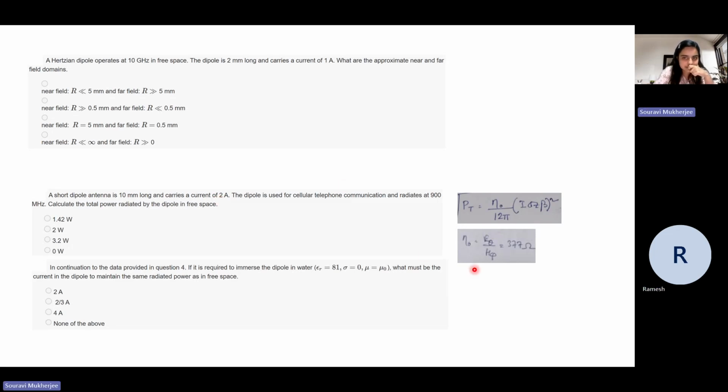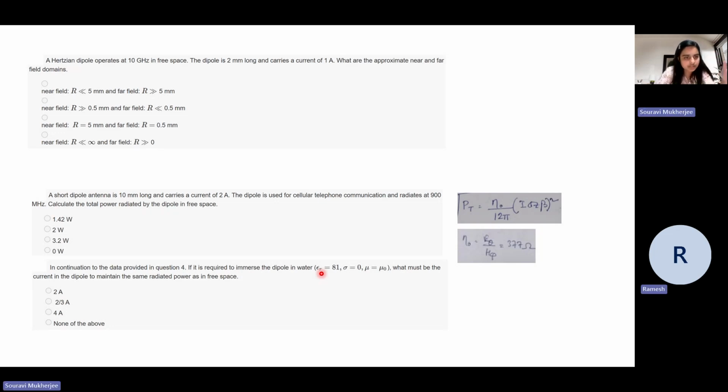Exactly. So basically the wave impedance will be changed, right? Because the medium has changed. So that means it would be changed by 1 by root over of 81, epsilon r. Yes, epsilon r. So what is happening is basically the impedance is getting reduced.